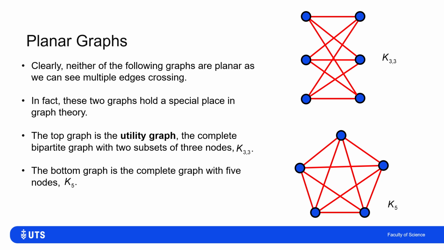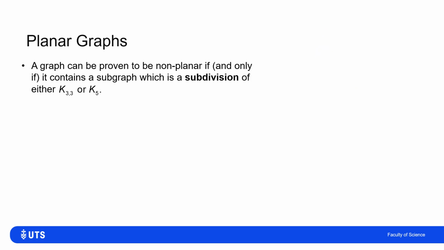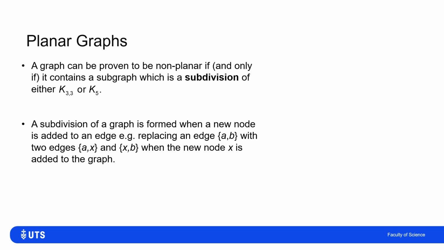So in fact, these graphs are non-planar, but they also have a particularly powerful reach beyond themselves. The main way that we can show a graph to be non-planar is actually by relating it to one of these 2 graphs, K33, the utility graph, or K5, the complete graph with 5 nodes. And we show that if a graph contains a subgraph which is one of these 2, then it's non-planar, or if it contains a subgraph which is a subdivision of either of these.